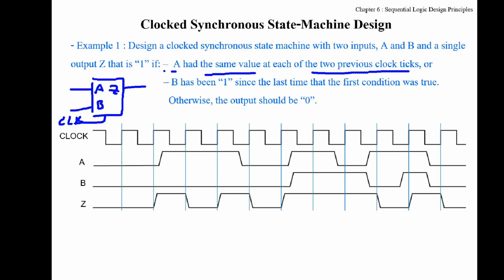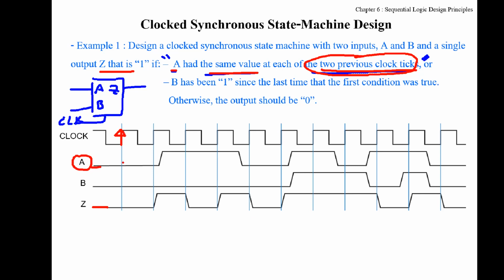Okay, there are two conditions. The first condition that makes output Z be 1 is that input A had the same value at each of the two previous clock ticks. What does it mean? For example, at the beginning, let's focus on input A. At the beginning, this condition is not true, right? Because there is no clock tick at the beginning. So output Z should be 0, and assume it is a positive edge.